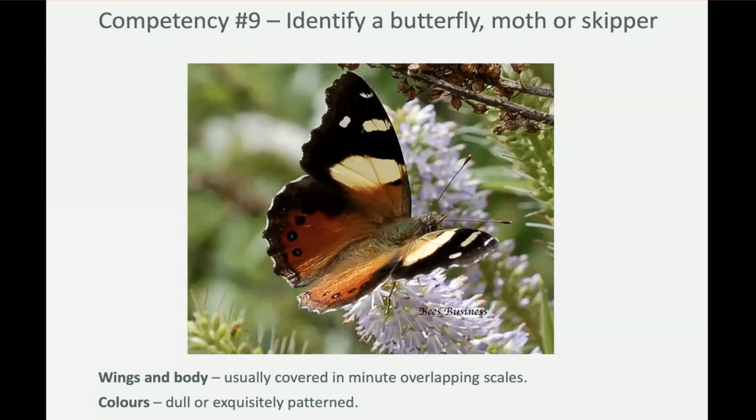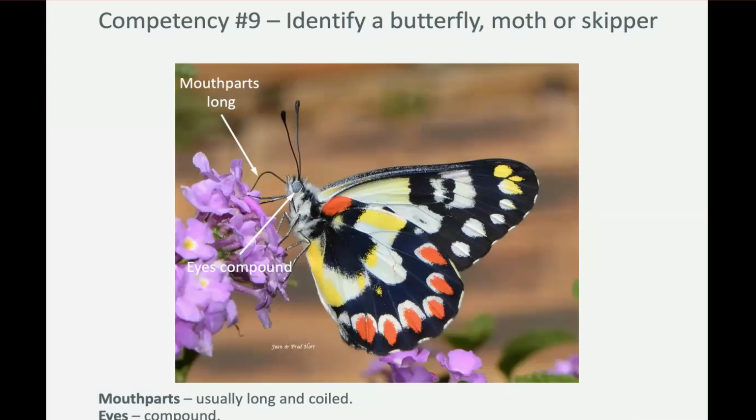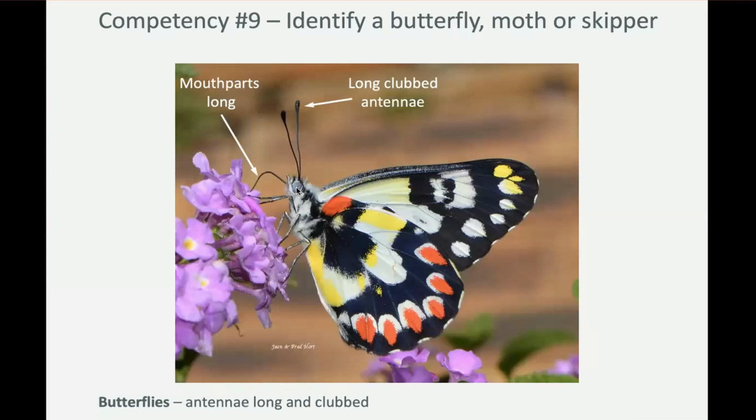This is a butterfly. They've all got these big wings that are covered in the overlapping scales that often give them quite glorious colours and shimmeriness. They can be dull or they can be quite exquisite. The mouth parts usually have this long proboscis that they put into the flower to suck up nectar. And they've got compound eyes. They're not huge, but they're pretty big compared to their head, I suppose. And butterflies have got clubbed antennae, and they hold their wings vertically when they alight on the flower.